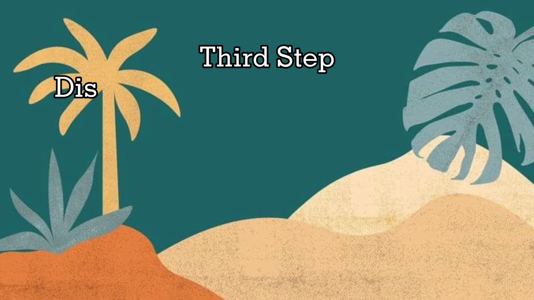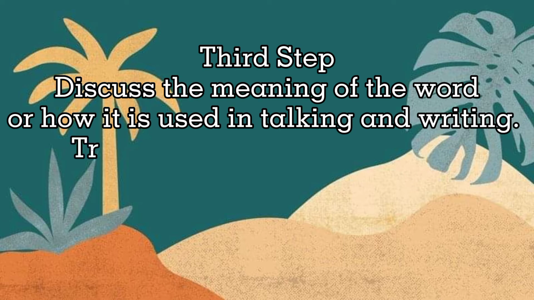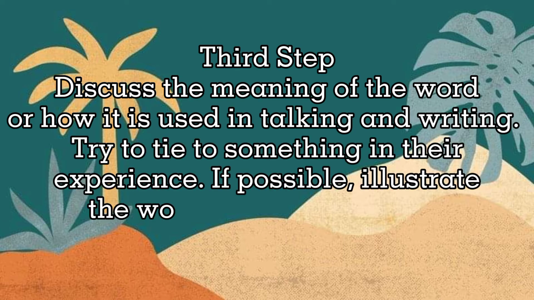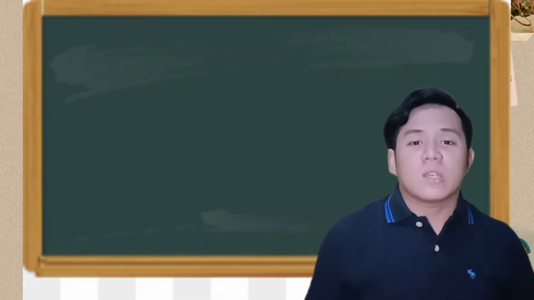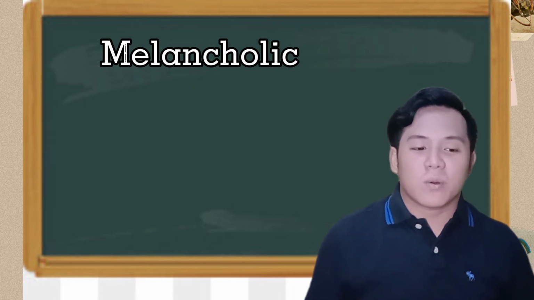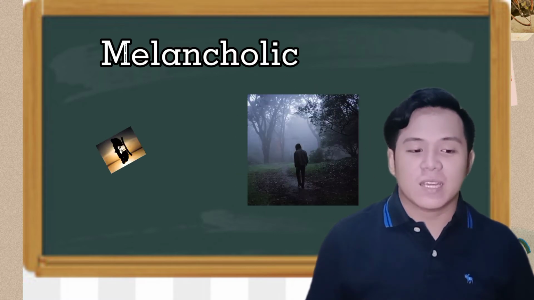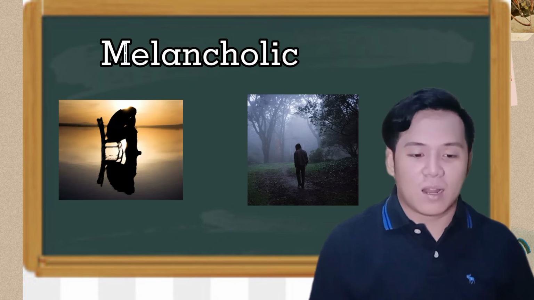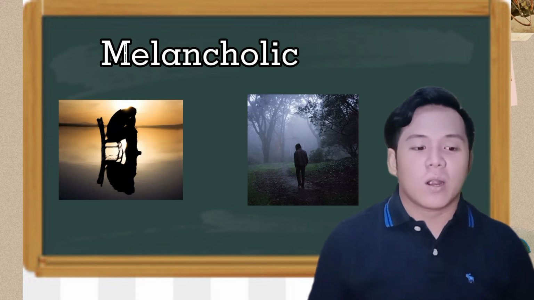Third step, discuss the meaning of the word or how it is used in talking and writing. Try to tie it to something in their experience. If possible, illustrate the word with a picture or a concrete object. Using our example, we can discuss with our students that the word melancholic is an adjective, and it is feeling or expressing pensive sadness. We can use the word melancholic by expressing our thoughts if we are sad and if we are in great sorrow.